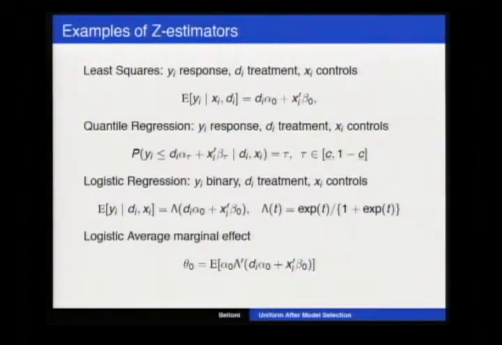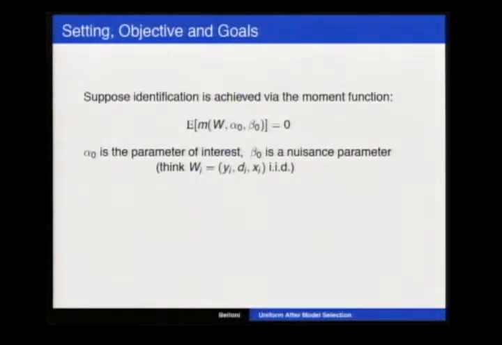For instance, if you're interested in the logistic average marginal effect, this is your estimating equation. Essentially, you take the derivative of the logit expectation, but then you average over x. So that becomes the quantity you want to estimate. So in this problem, theta naught is actually what you're chasing. So everything gets modeled by this setting.